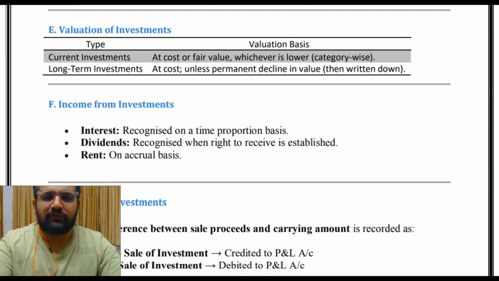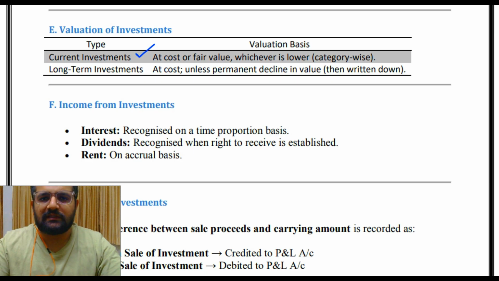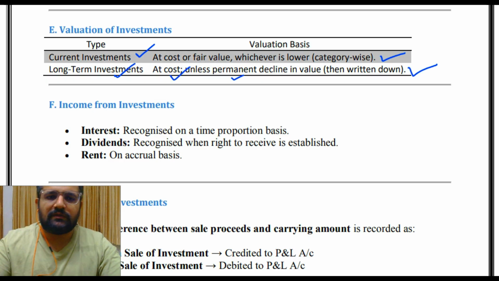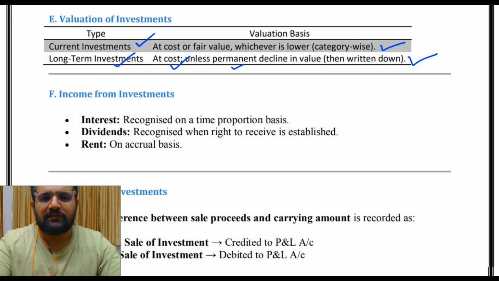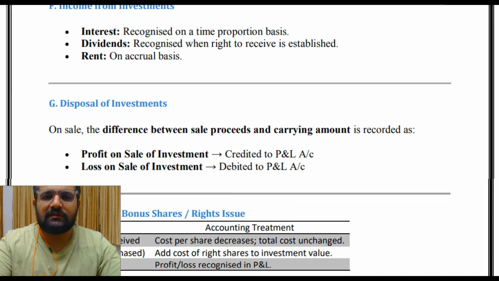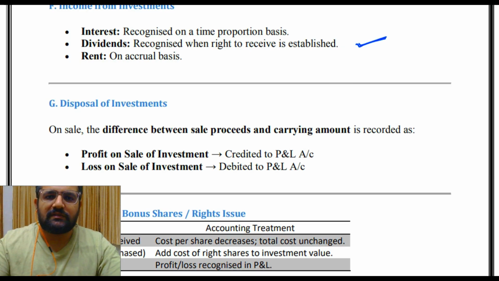Then valuation of investments, type, current investments, valuation basis at cost or fair value, whichever is lower, category wise. Then long-term investments at cost unless permanent decline in value, then written down. Income from investment, so interest, recognized on a time proportion basis. Dividends recognized when right to receive is established.